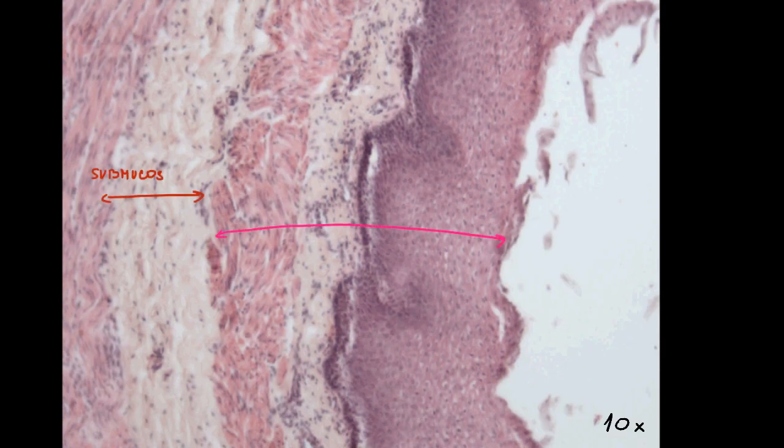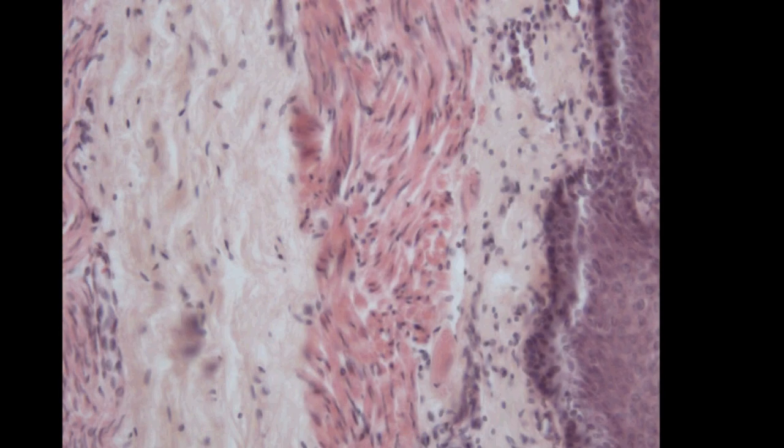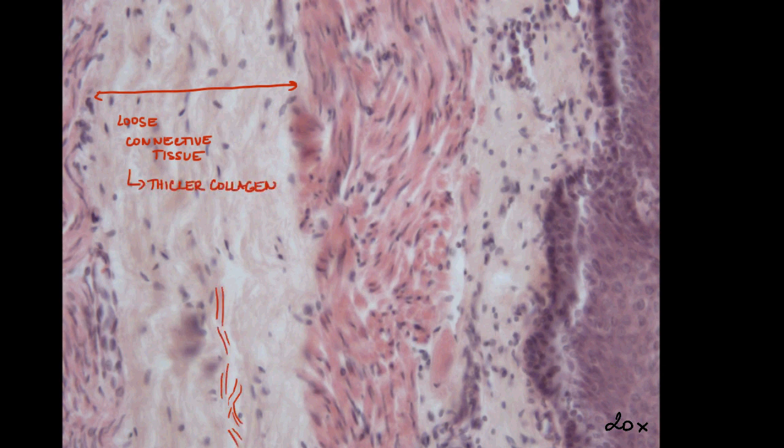The next layer is submucosa. Submucosa contains loose connective tissue as well as lamina propria. Although still being loose connective tissue, it's denser than in lamina propria. There are also thicker collagen fibers and fewer cells.